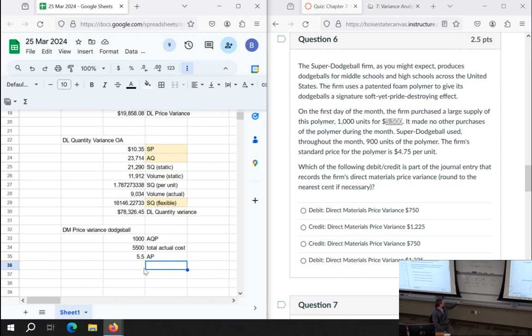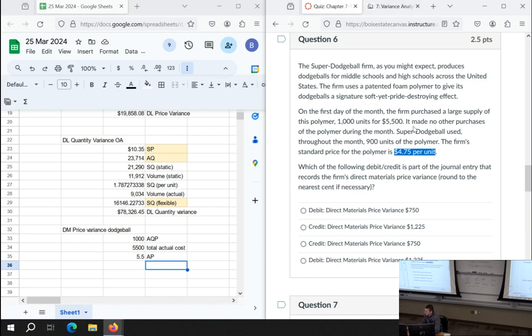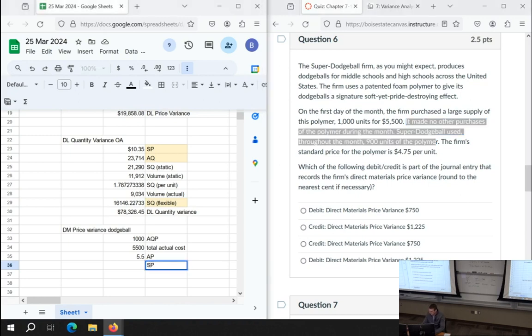Okay, we got two of the three. We need AP, we need SP, we need AQP. We got two of them. What's our standard price? Well, we just look here. The firm's standard price for the polymer is $4.75. I didn't even read these two sentences. I don't need them for this question. I got the three I need. SP, 4.75. Okay, now, before you do any calculations, do you think this is going to be a favorable or unfavorable variance?